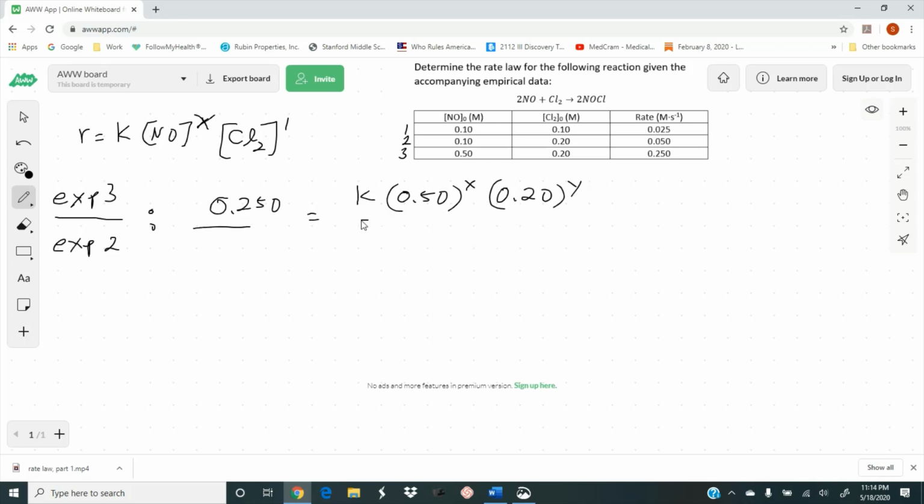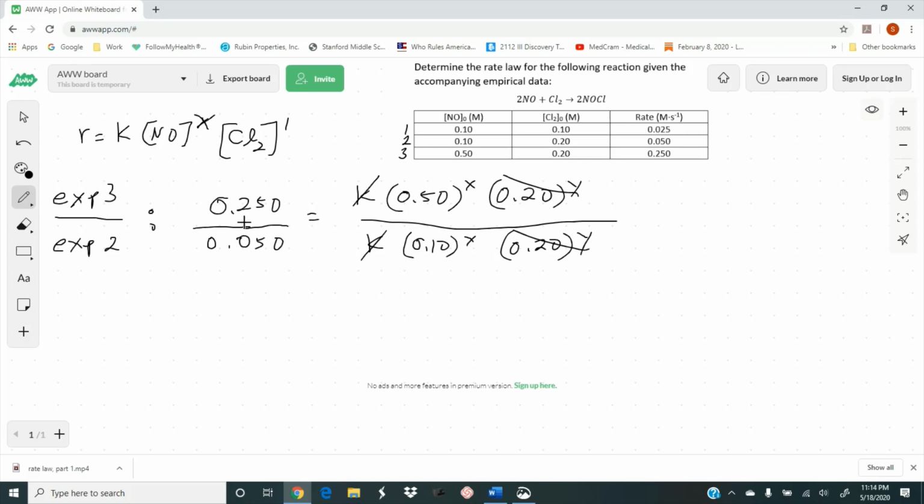For experiment 2, same data, just for a different experiment. The rate is 0.050, equal to K times the concentration of NO, which is 0.10 to the X, and for Cl2, for experiment 2, is 0.20 to the Y. Once again, you'll notice the K's are both the same, so they cancel. The 0.2 to the Y over 0.2 to the Y, both of those cancel. So whether I put it to the first or to the Y, it really doesn't make a difference.